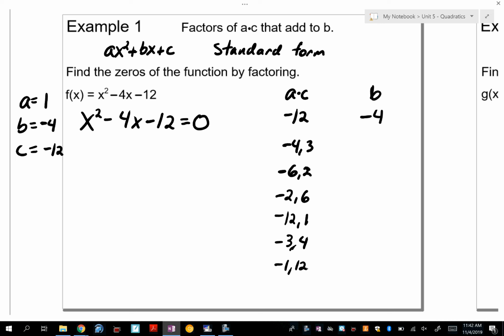But only one of these pairs is the pair that I care about. Because not only do they multiply to give you negative 12, but they also add to give you negative 4. So which pair adds to negative 4? Negative 6 and positive 2. All right? Now, once you get here, take a look back at letter A. What was letter A? Positive 1. If it's positive 1, then you are ready to write this function in factored form.